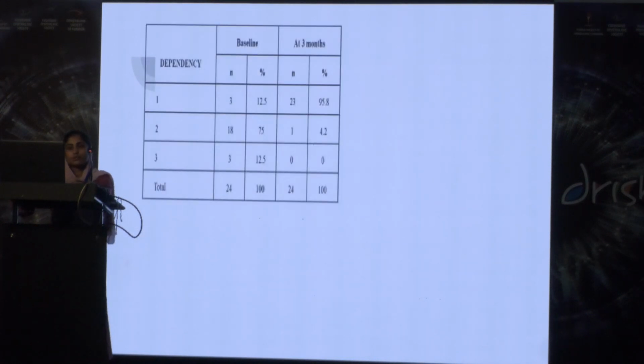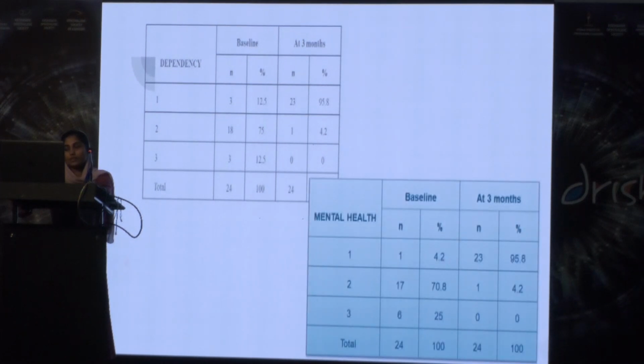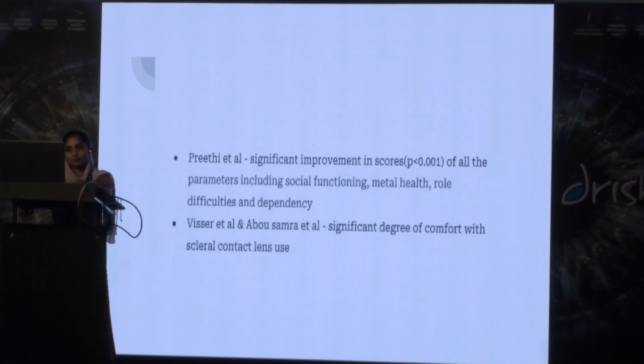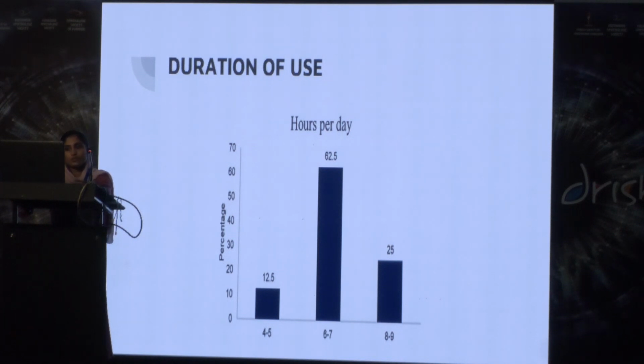The dependency domain also showed an improvement from a value of 2 to a value of 1 in the majority of the cases, and the mental health domain also showed an improvement from a score of 2 to a score of 1 in 95.8% of cases. This was in accordance with the study by Preeti et al. and Weiser et al. and Abu-Samara et al., which showed a significant degree of comfort with the use of scleral contact lens. The duration of use was found to be 6 to 7 hours per day in the majority of the cases, followed by 8 to 9 hours per day in 25% of the cases.